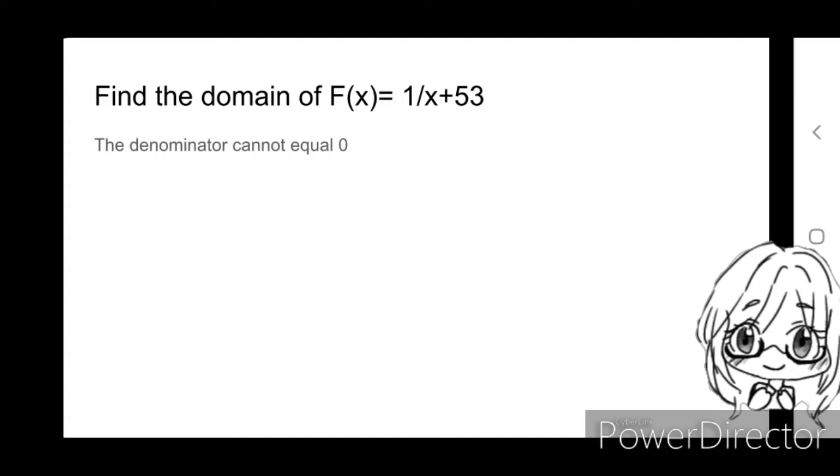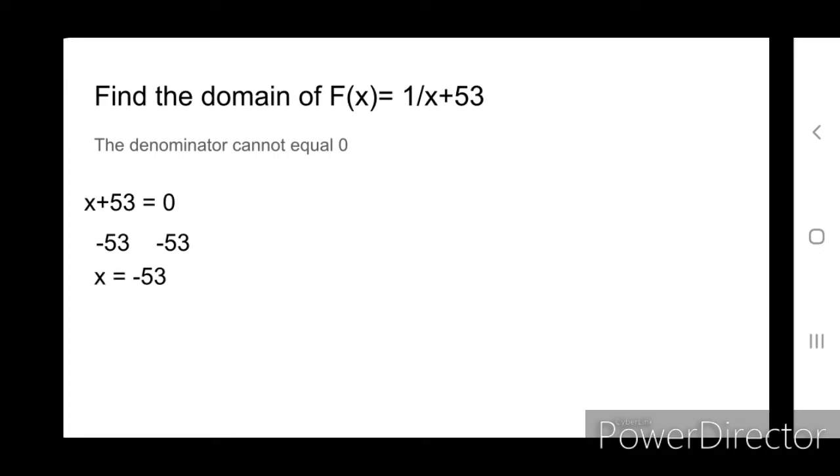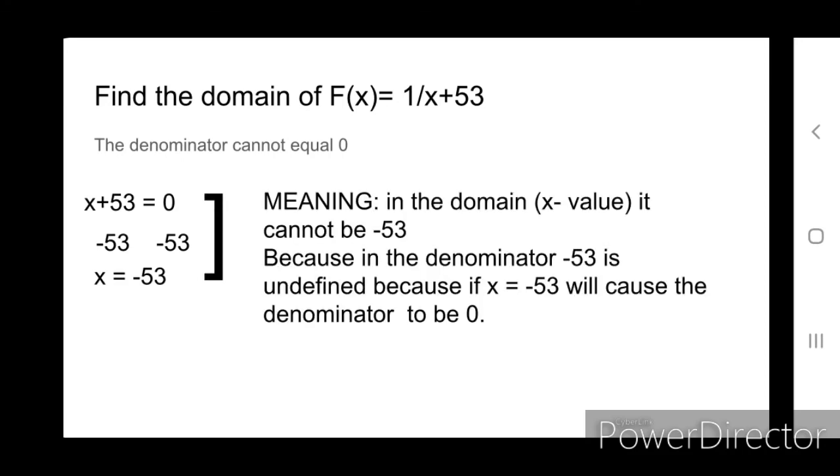Okay, so the denominator cannot equal 0 because in a fraction, you cannot have the denominator equal 0. So the equation in the denominator, we'll set it to 0 and see what x cannot become. So basically, you'll have x plus 53 equals 0, and subtract 53 from both sides, and that would mean x cannot equal negative 53. So basically what this means is that in the domain, the x value cannot become negative 53, because if x was negative 53, it will cause the denominator to be 0.